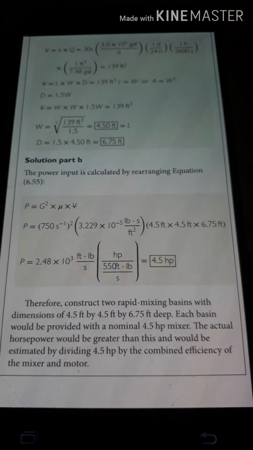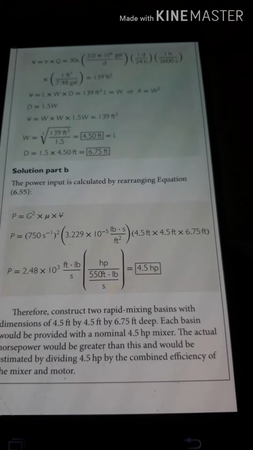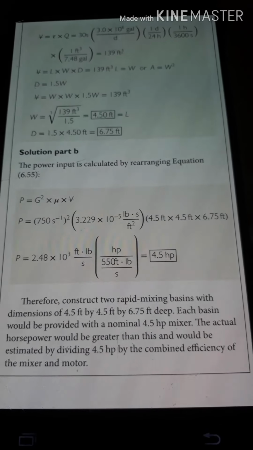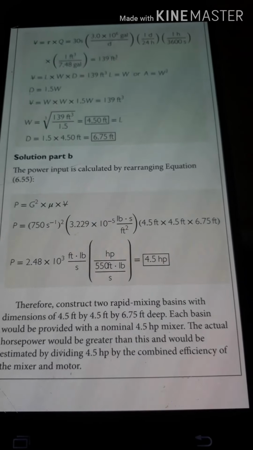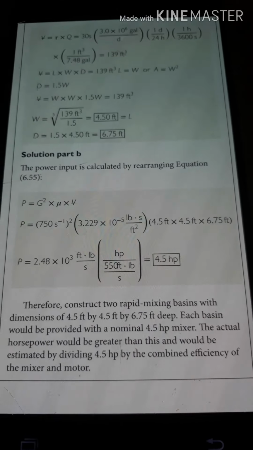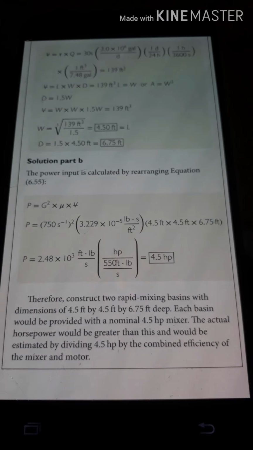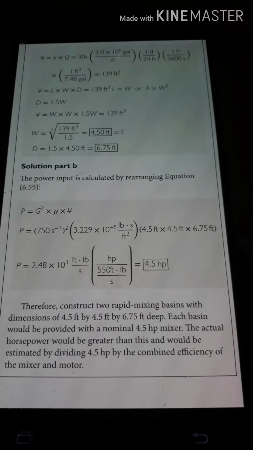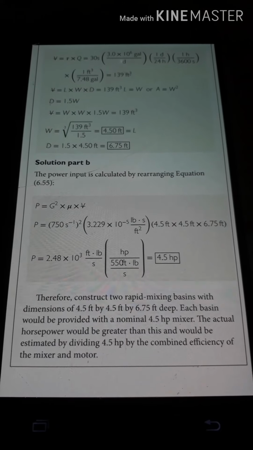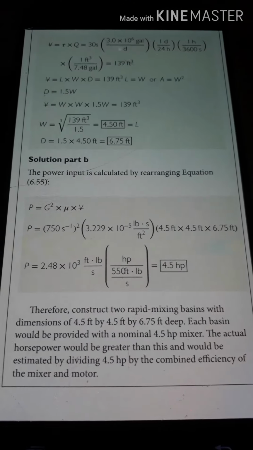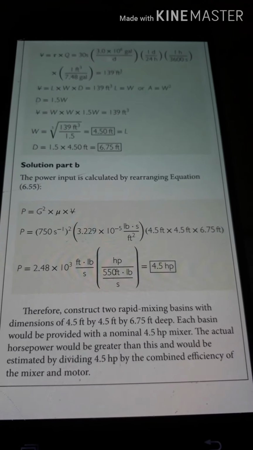Therefore, construct two rapid mixing basins with dimension of 4.5 feet by 4.5 feet by 6.75 feet depth. Each basin would provide with a nominal 4.5 HP mixer. The actual horsepower would be greater than this and would be estimated by dividing 4.5 HP by the combined efficiency of the mixer and the motor. So, muna itong answer sa power input.